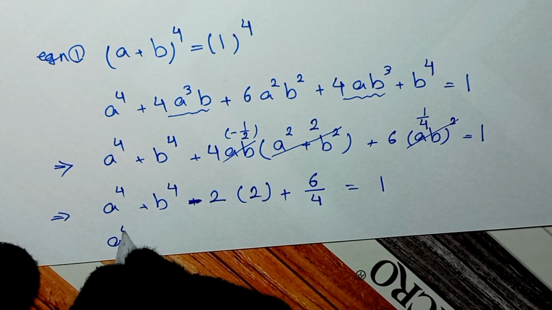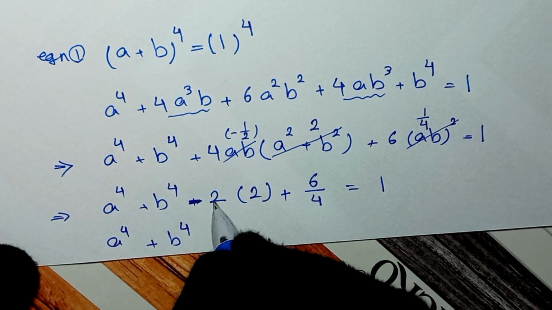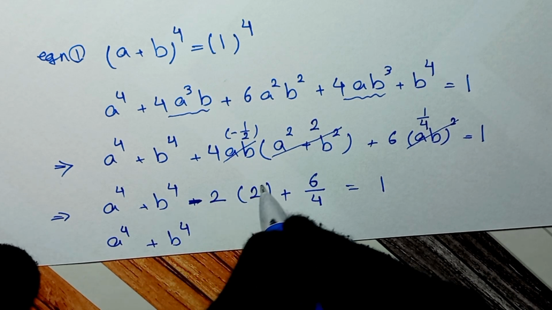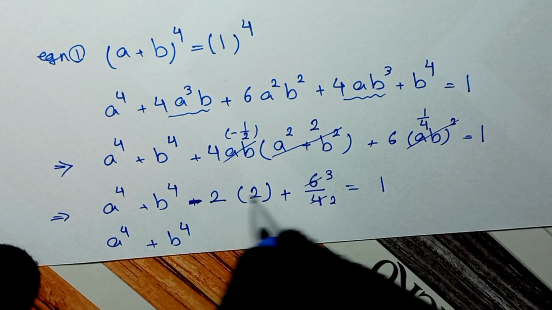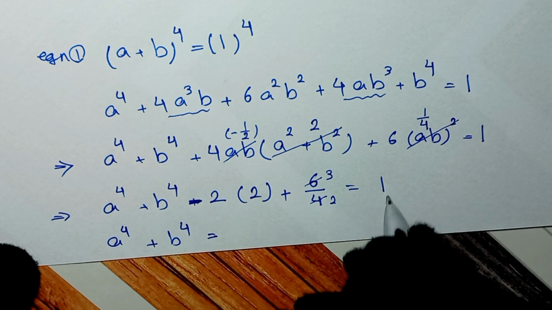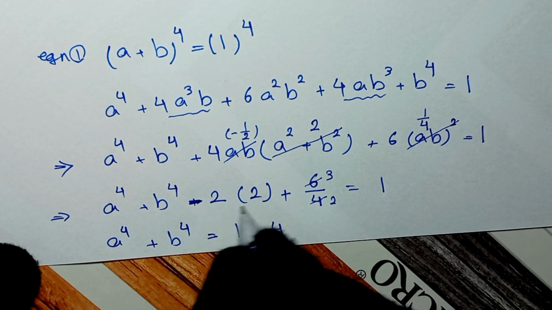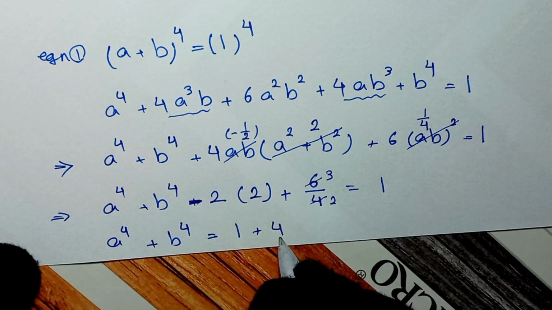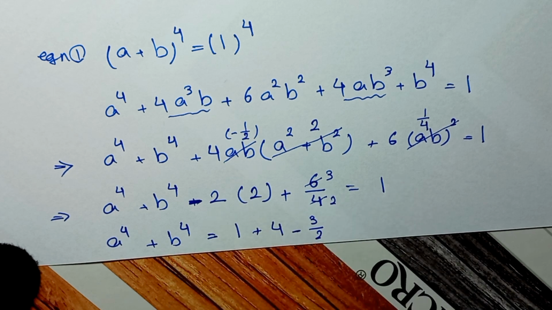So a to the power of 4 plus b to the power of 4: here negative 2 times 2 will be negative 4, and 6 over 4 will be 3 over 2. So we take these to the other side, and it will be 1 plus 4, because the negative 4 becomes positive 4 on this side, and minus 3 over 2.